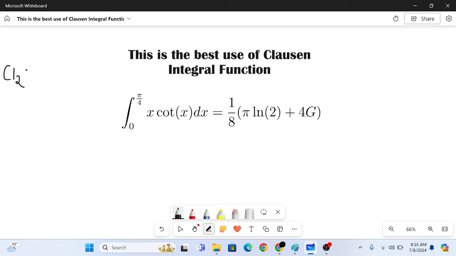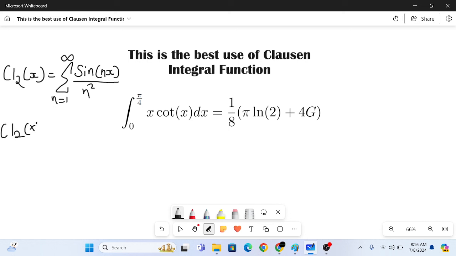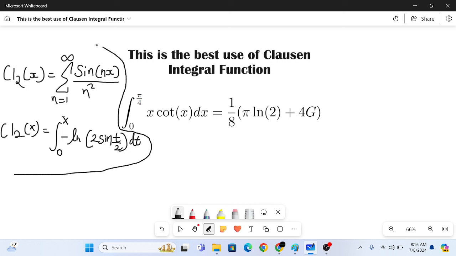Okay, the Cl2 of x is defined as an infinite sum, the sum from n equals 1 to infinity of sine nx by n squared. And if you use complex numbers to sum this up, you also get an integral representation, which is the following: integral from 0 to x of minus ln of 2 sine t by 2 dt. So these two are basically the definitions. One of them is the integral definition and the other is the sum definition of the Clausen integral function.